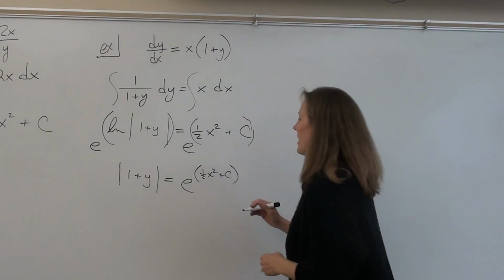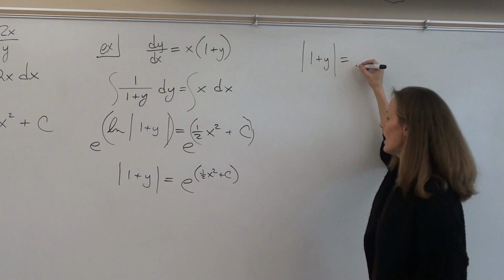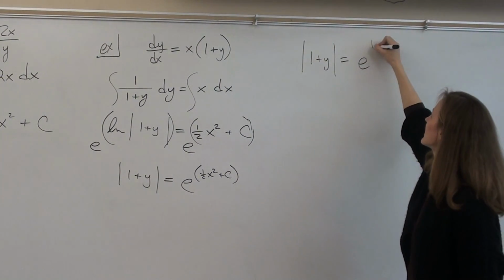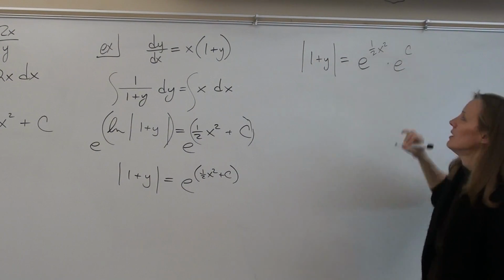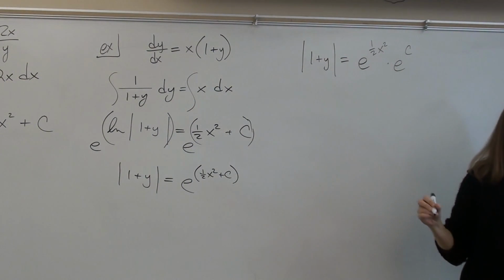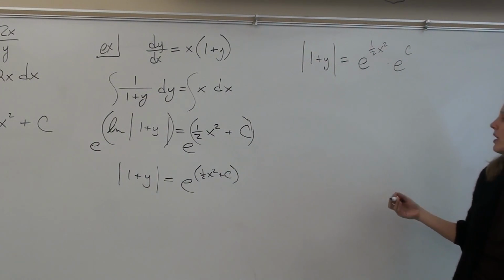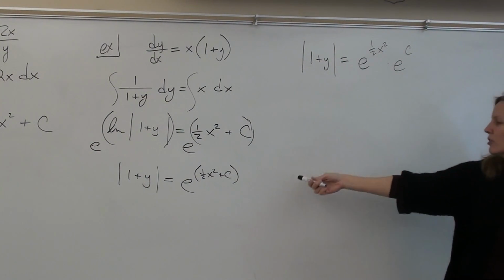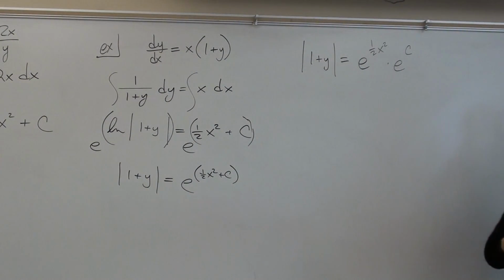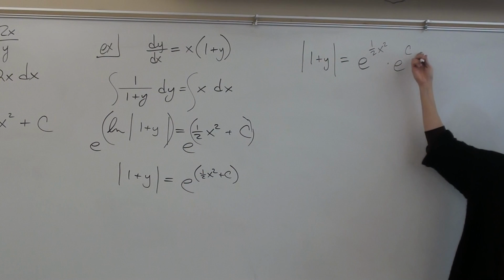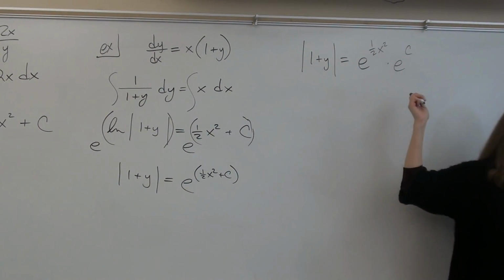rewrite the right-hand side. So the left side I'm just going to keep absolute value of 1 plus y. And the right-hand side, I'm going to rewrite like this: e to the 1/2 x squared times e to the c. I won't always write all these steps. I will skip steps in the future, but for now, I'm just going to show you how it all works. Do y'all agree that that and that are equivalent? Yes. Because remember, when you're multiplying with exponents, same base, you add the exponents, right? It's just kind of doing that backwards.